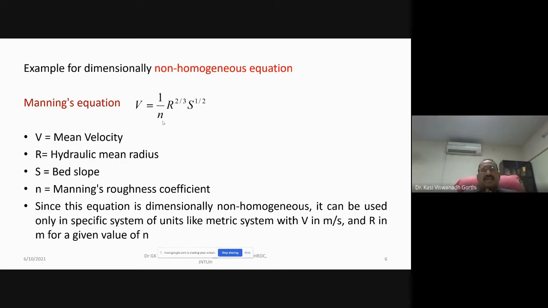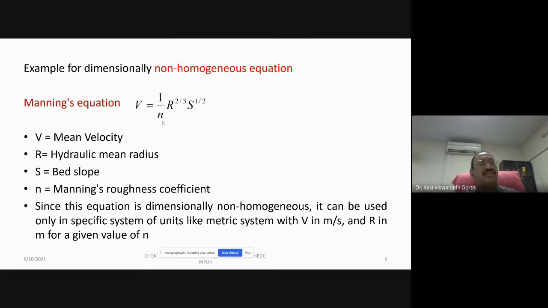In a nutshell, dimensional homogeneity refers to whether the given equation is dimensionally homogeneous or non-homogeneous. A dimensionally homogeneous equation is one in which the left-hand side dimensional formula is equal to the dimensional formula of all the parameters available on the right-hand side of the equation. If they are equal, it is a dimensionally homogeneous equation. If they are not equal, it is a dimensionally non-homogeneous equation.